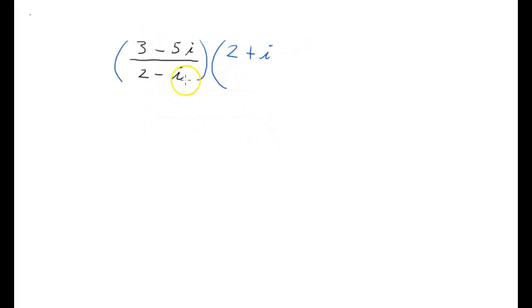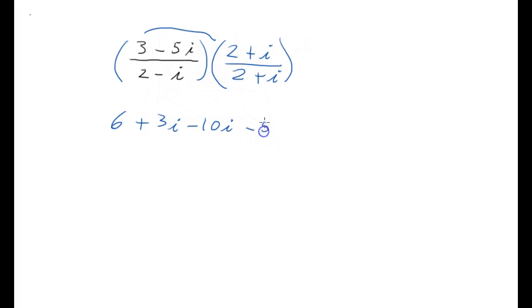So it's just the same thing with a different sign. That's all the conjugate is. Okay, so when we're multiplying now it's like FOIL, right? 3 times 2 is 6. 3 times i is 3i. Negative 5i times 2 is negative 10i. And then negative 5i times i is negative 5i squared.